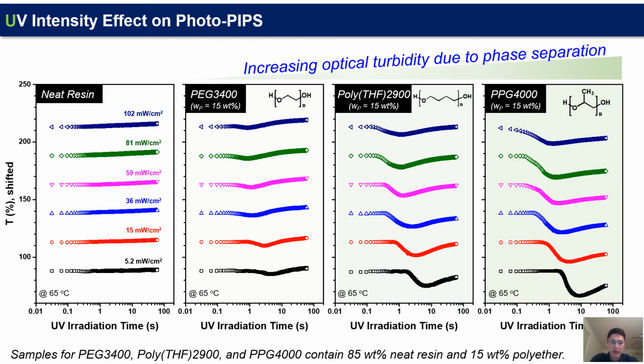Looking at the UV transmittance curves of these three polymer resins, as the UV intensity increases up to around 100 milliwatt per square centimeter, the induction time is decreasing. This is because the initiator can be activated by supplying a sufficient number of photons to the resin in a short time at high intensity. And the increase in optical turbidity according to the polyether type is evident not only at low intensity but also at high intensity. The difference in optical turbidity depending on the type of polyether is due to the compatibility between polyether and photocurable resin.